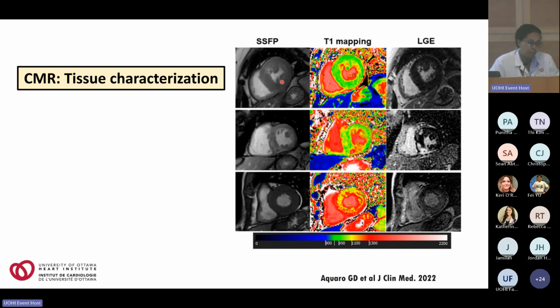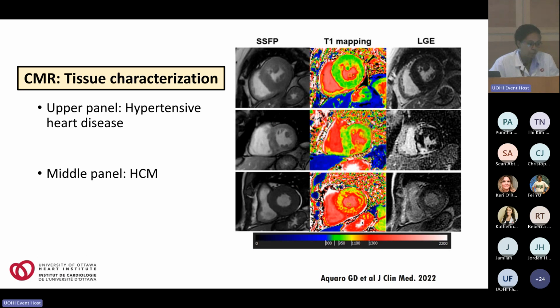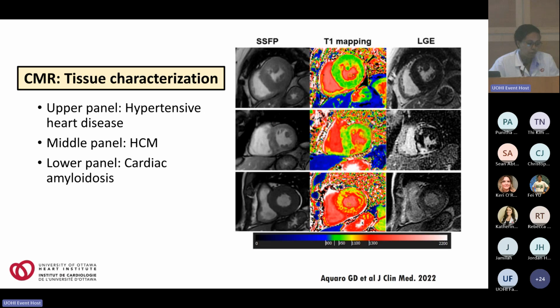So these are cases to show, just based on the first images, we can say, okay, there is hypertrophy, but when we add T1 maps and LGE into that, we're better at differentiating between these different causes of hypertrophy.